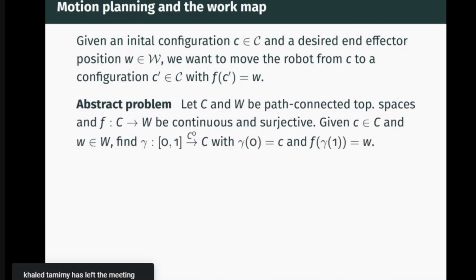So, doing this again abstractly with topological spaces. We now forget about robotics. We take two path-connected topological spaces, C and W, and a continuous surjective map. This is a generalization of the forward kinematic map from C to W.